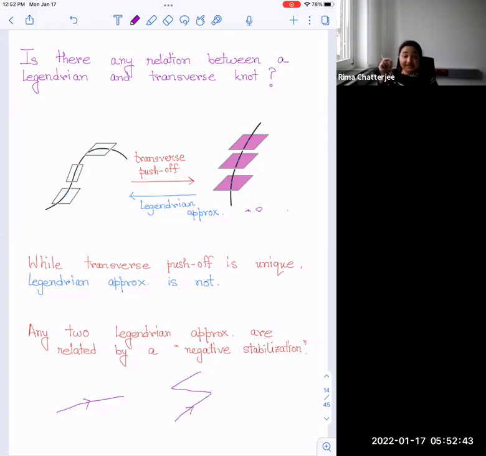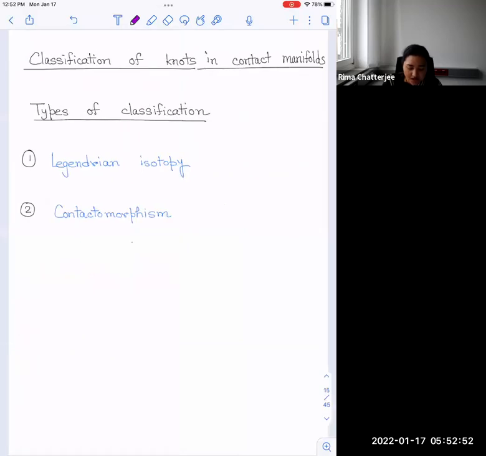So adding just a zigzag like that will give us a negatively stabilized Legendrian knot. Okay. Now, classification of knots in contact manifold.